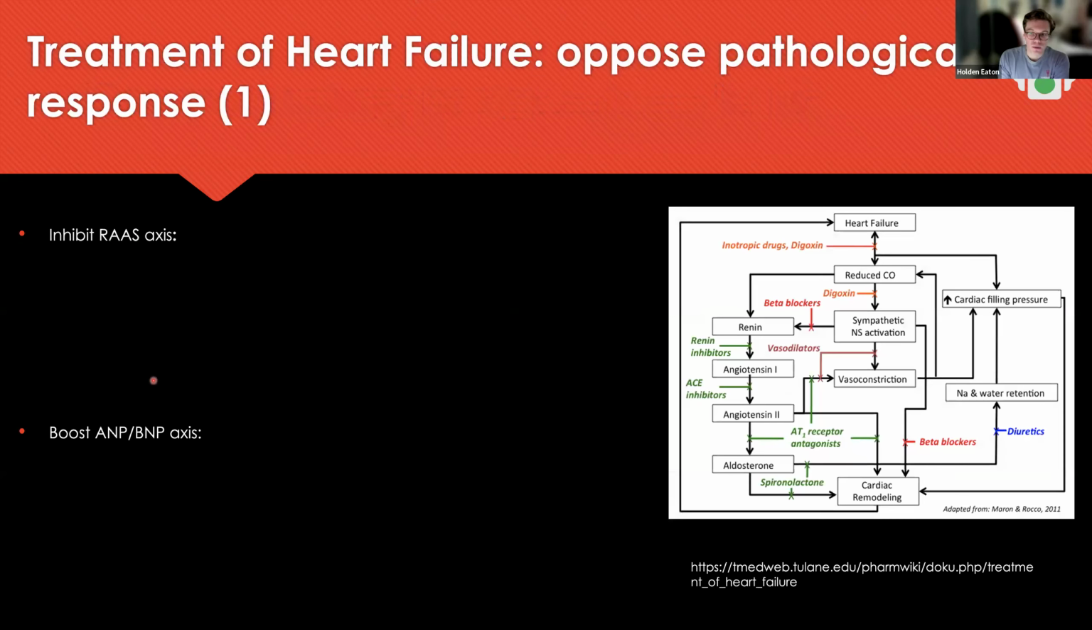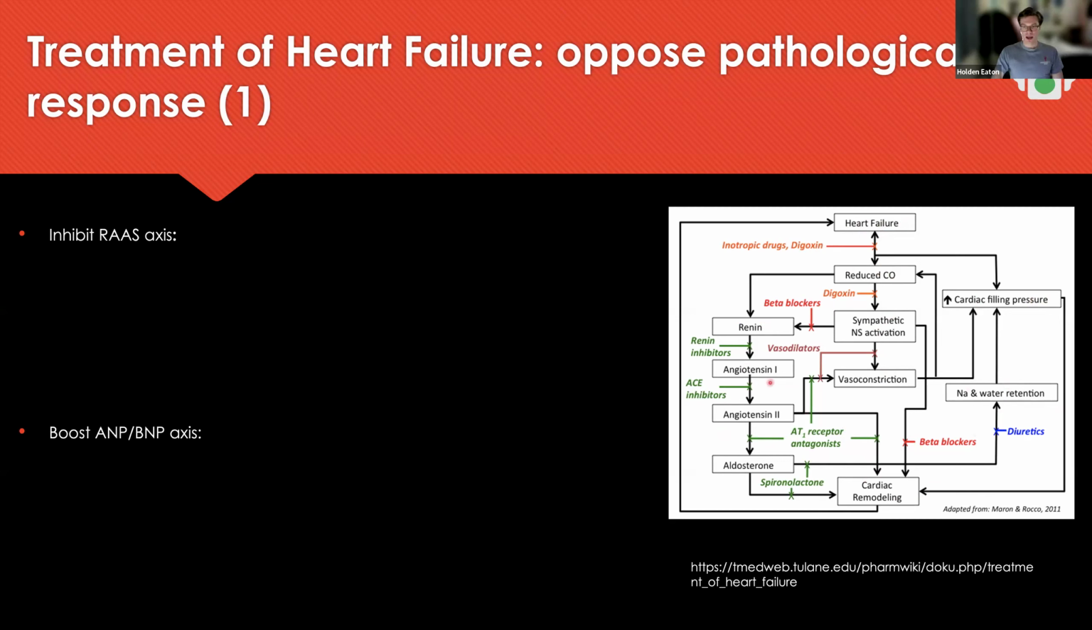So now that leads us nicely on to think about treatment. On the right here, I think, is a really excellent diagram of a couple of the processes I've talked about so far. So in heart failure, reduced efficiency of the heart, you get reduced cardiac output. What does that do? You get increased sympathetic activation, increased vasoconstriction, increased renin-angiotensin-aldosterone activation, increased cardiac filling pressure because of the increased retention of fluids, and you get remodeling.